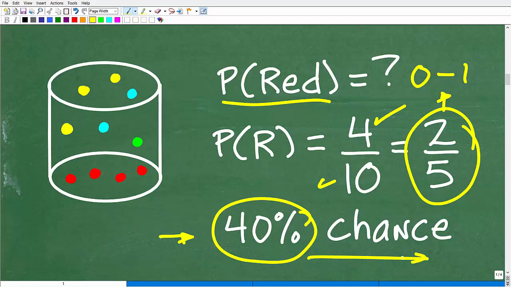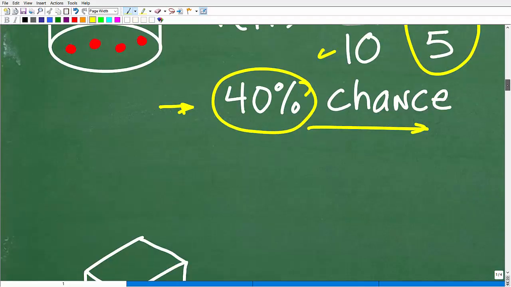Okay, so hopefully this all makes sense, and you have to understand simple probability before you can get into more interesting stuff in terms of probability, like dependent events or mutually exclusive events. So let's go ahead and get into this problem right now.